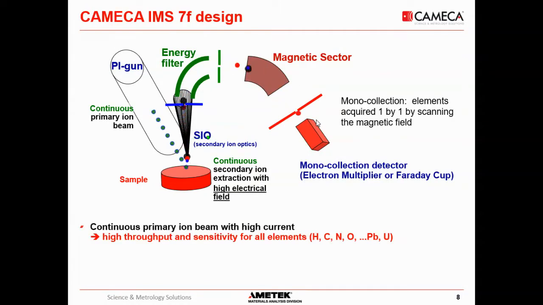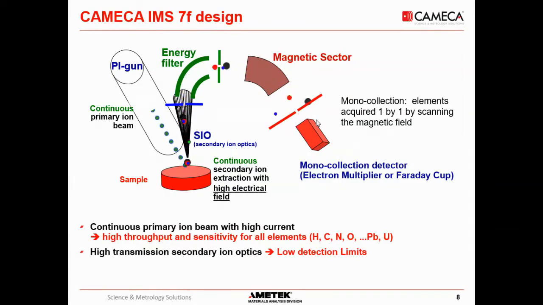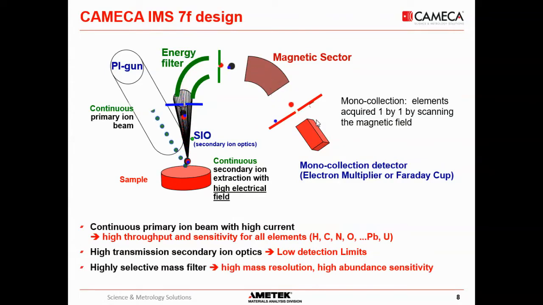To summarize, we are using a continuous primary ion beam bombardment and continuous ion beam extraction. This provides high throughput and high sensitivity for all species. Because of the design based on a high electrical field, we guarantee high transmission, which is very important in order to achieve low detection limits. And the combination of the electrostatic sector with the magnetic sector provides high performance in terms of high mass resolution and high abundance sensitivity. I will show an example later on of an application for those who are not familiar with the high abundance sensitivity.